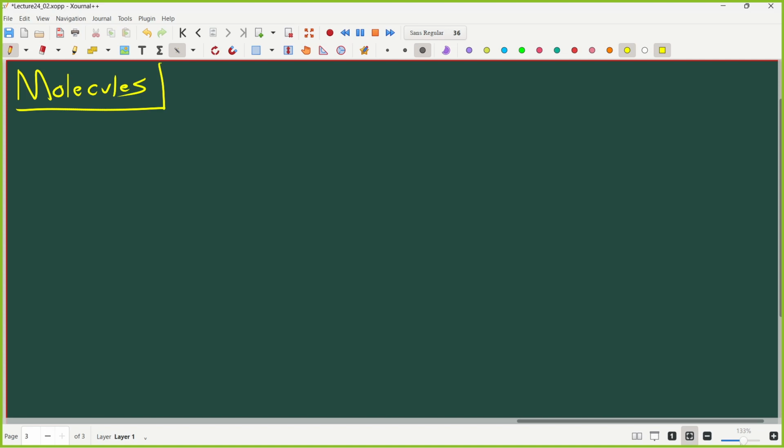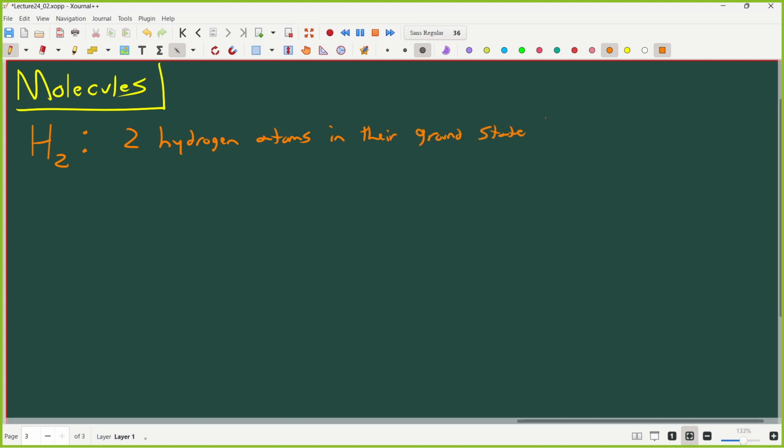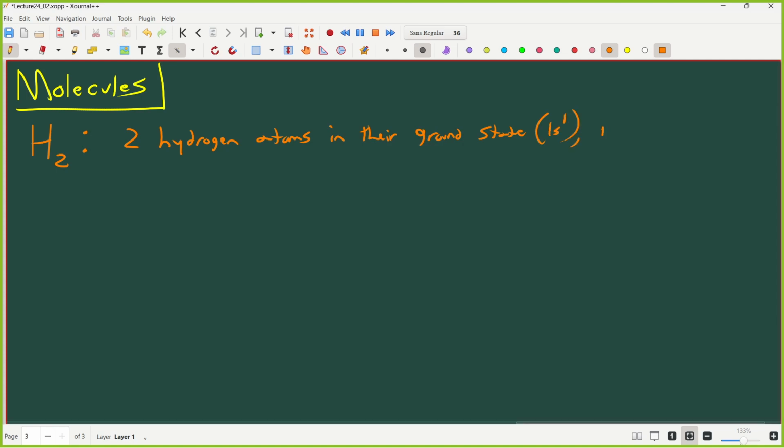Okay, so let's try to figure out how to solve our quantum mechanical problem for the hydrogen molecule. Let's just start with H2. All right, so how are we going to construct H2? Well, we should start with 2 hydrogen atoms, in their ground state. So they're both 1s1. And we're going to put them at some distance R.